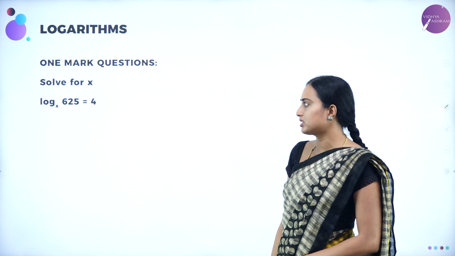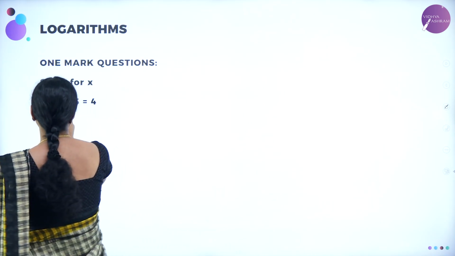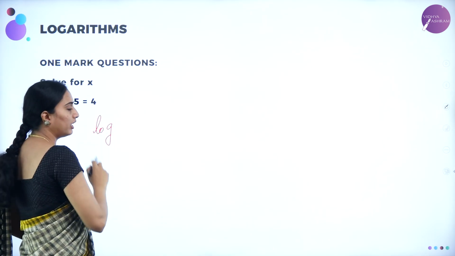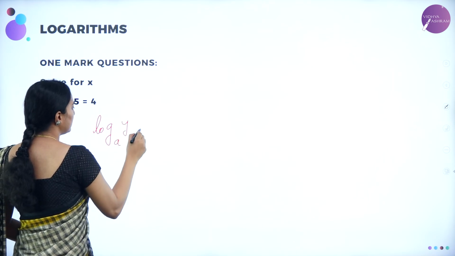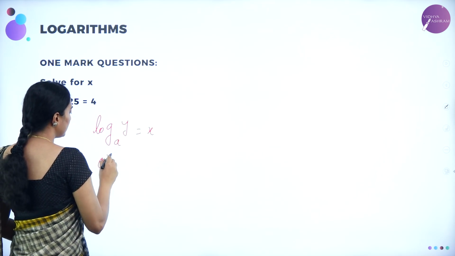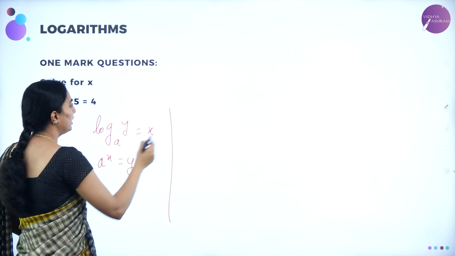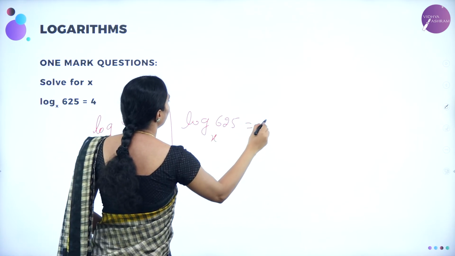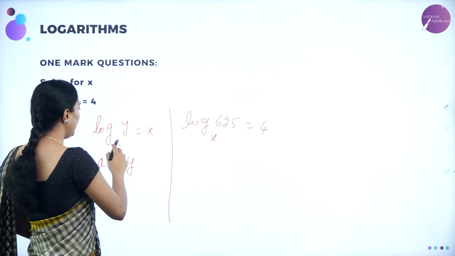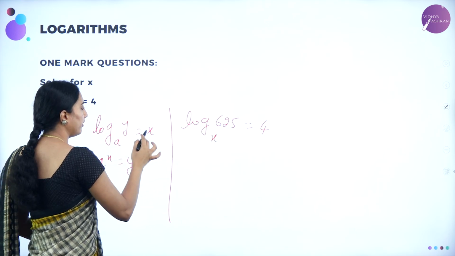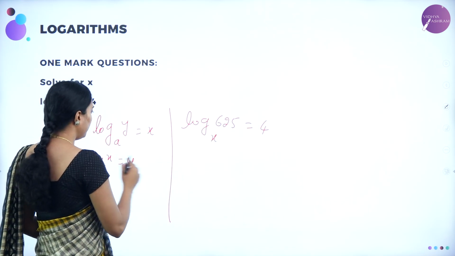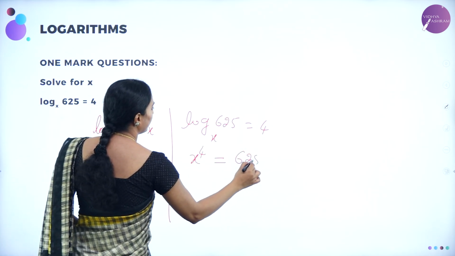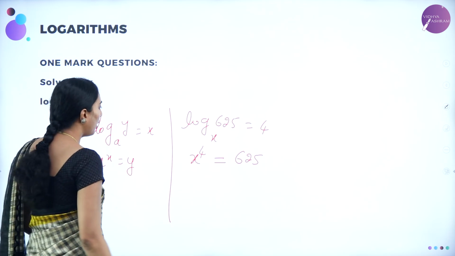What they have asked, solve for x. So let me write according to the formula. Log 625 to the base x is equal to 4. We know that log y to base a is equal to x, or a power x is nothing but y. According to this, let me write down log 625 to the base x is nothing but 4. Now you know dears, see here a replaces x, y replaces 625, x replaces 4. Therefore, a power x replaces x power 4 is equal to y replaces 625. Understood this one? Okay.